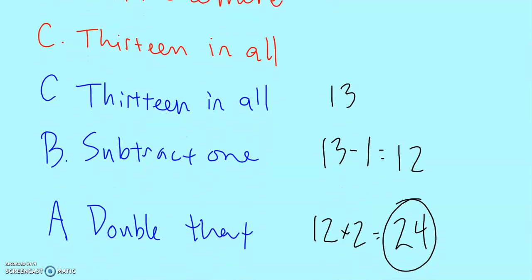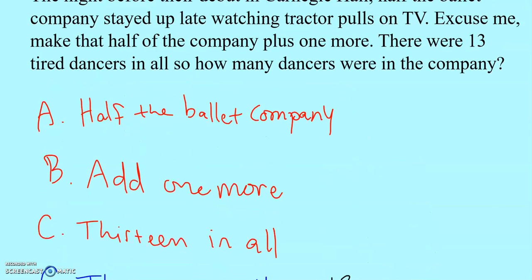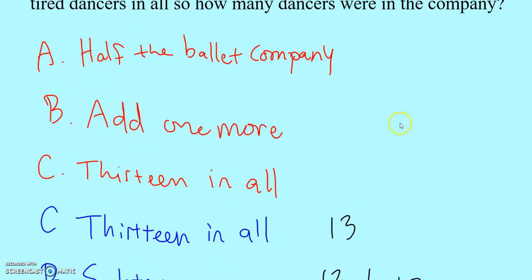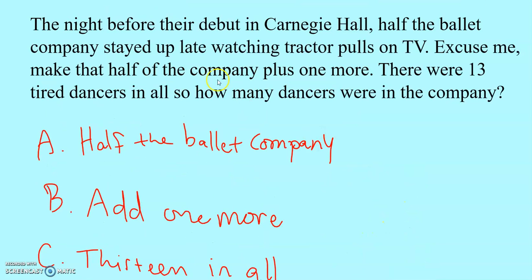And now what you can always do is check your answer by going forward through the steps with that final answer. So if I do half of 24 and add 1, will I get 13? You can double check that to see that yes, you will.